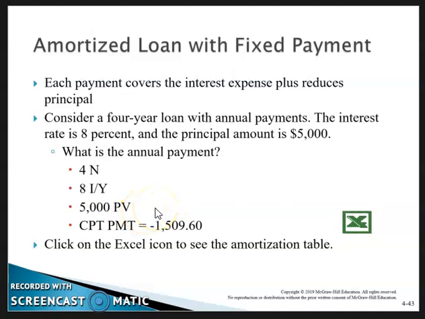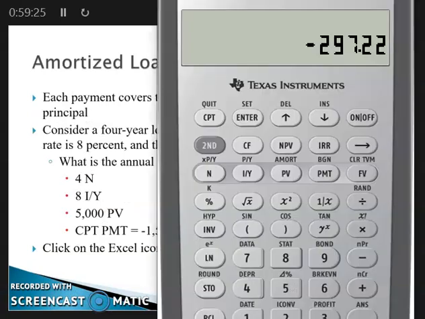That just tells you that you're paying the loan off after 4 years. So, in the compute payment, it should be $1,509.60. Let's go do that.